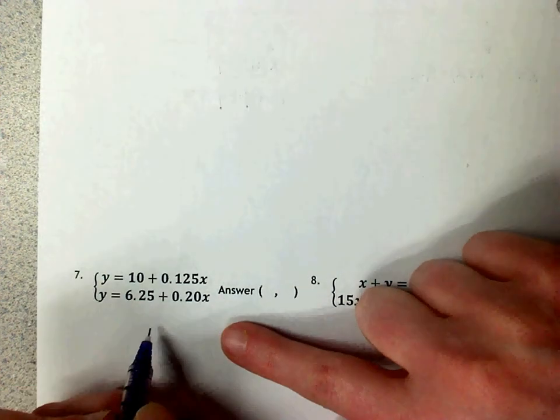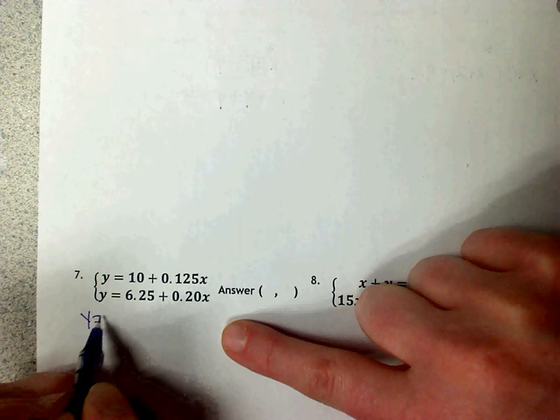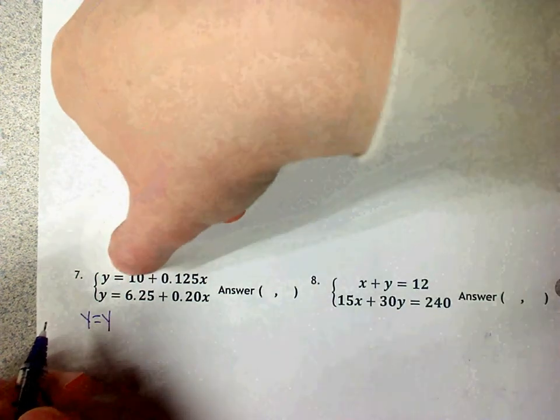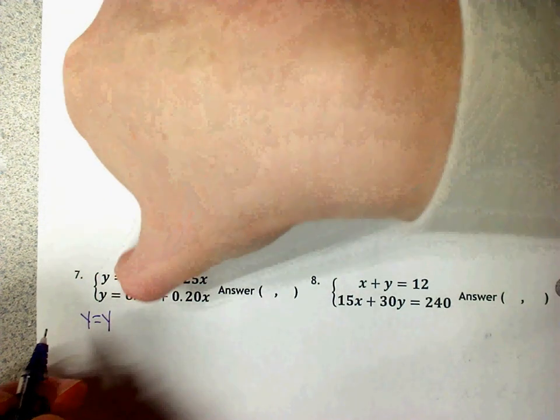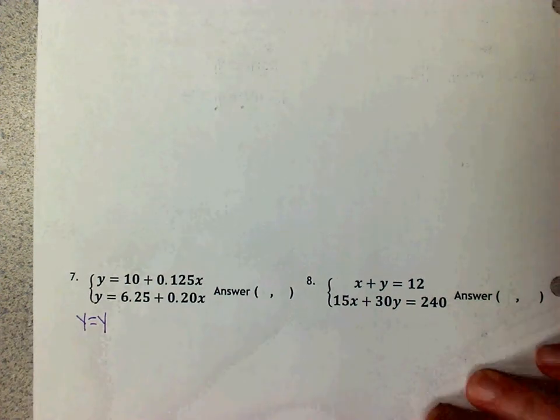Okay, what do you do on number 7? This is what we talked about yesterday. Set them equal to each other. Alright, so this right here equals the second one. Okay, and then I'll let you guys do number 8.